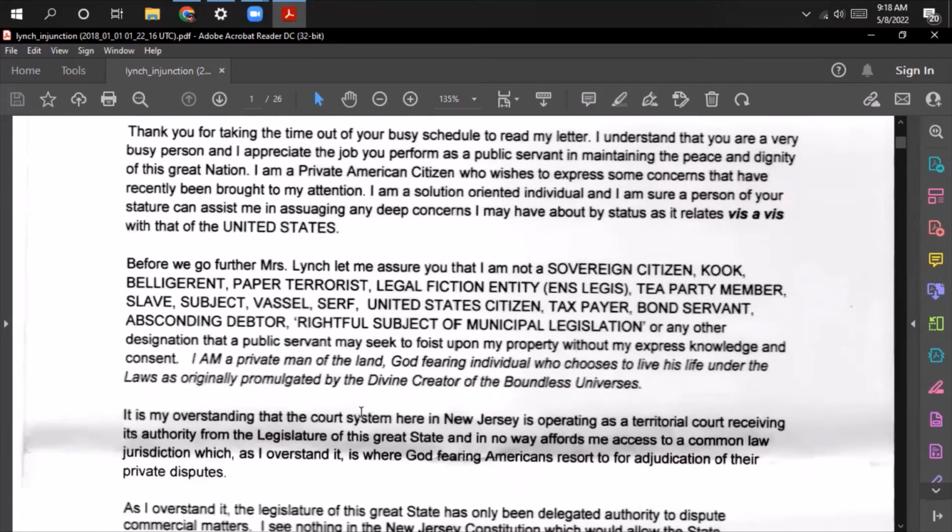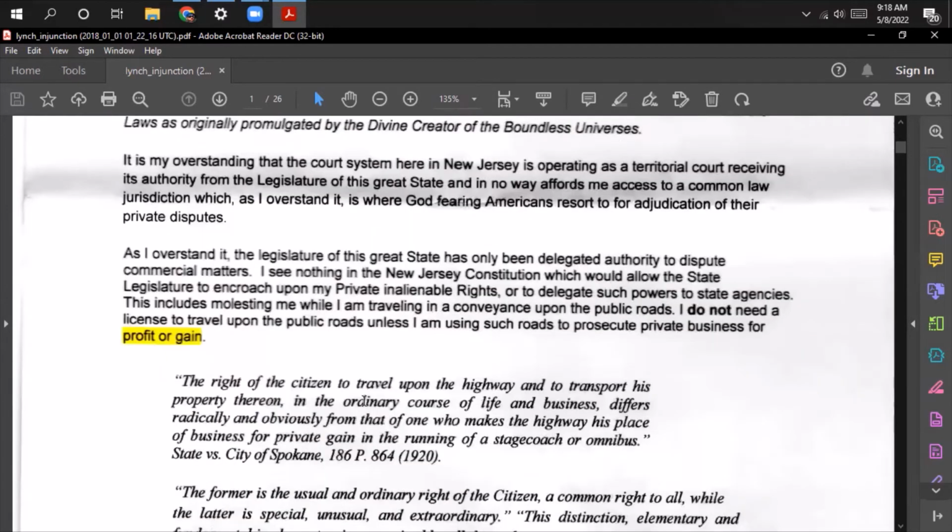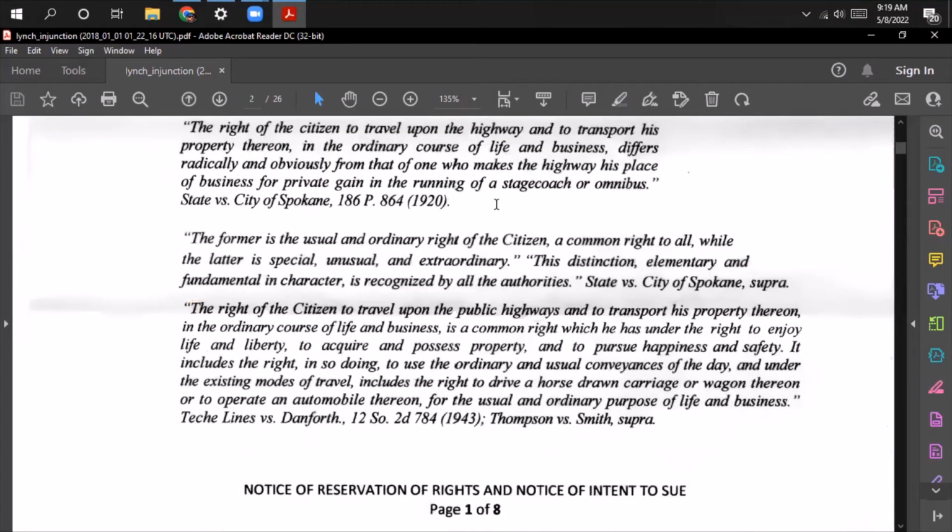And some other points I want to point out on this. Now, this particular notice of reservation of my rights, intent to sue, was mainly focusing on travel and traveling in my vehicle. What one could do is also put some paperwork together or combine some documentation, some information with regards to firearms and your right to bear arms. You could put that in there. Your right for free speech.